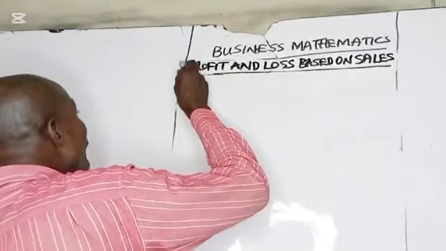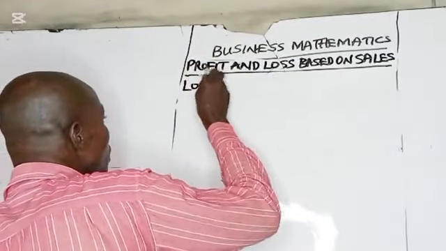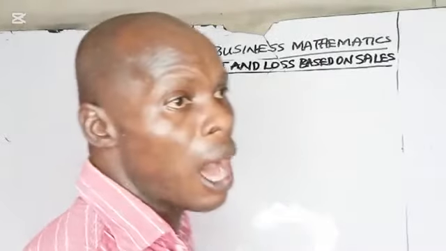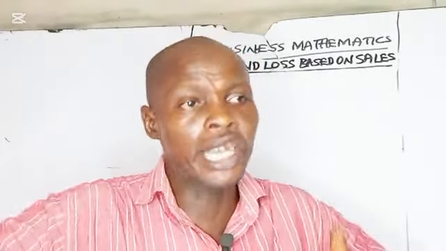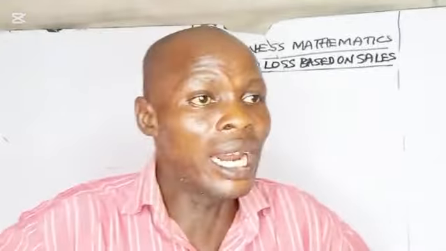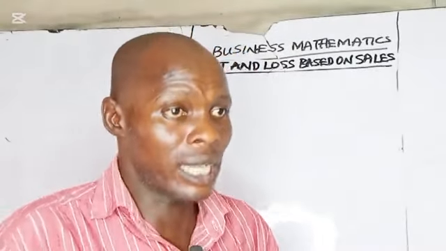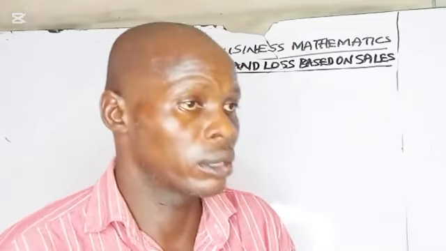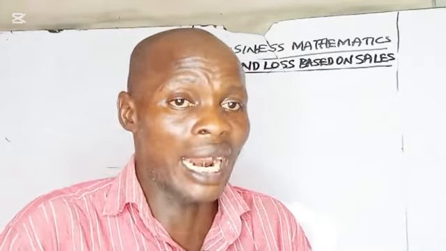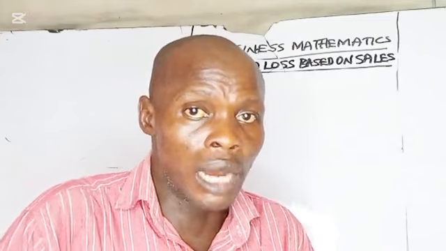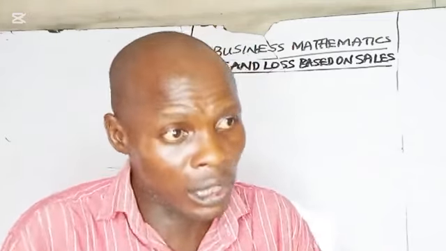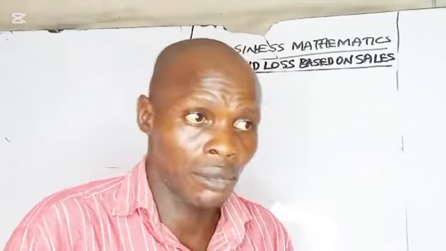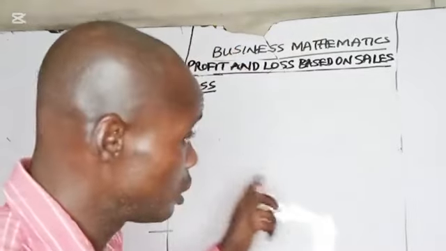On the other hand, we have loss. Loss is the amount incurred by selling an item lesser than its cost. So when you sell an item lower than the cost price of that item, then that means loss is incurred.